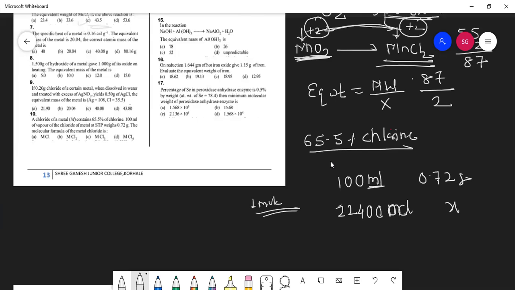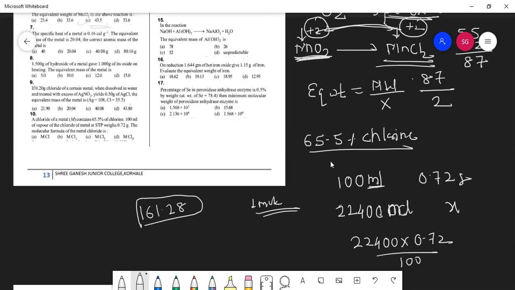When it is 22400, you'll get 22400 into 0.72 upon 100. Find it out. 161.28. Yes, that is good.